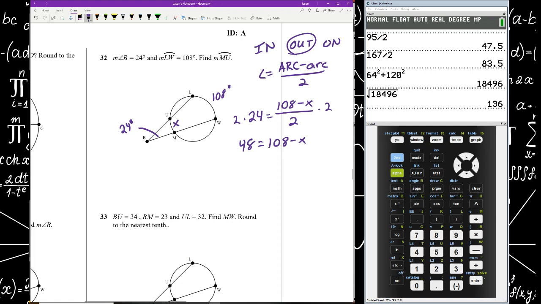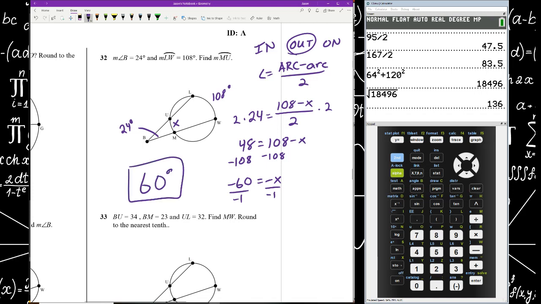Subtract 108. 48 minus 108 is negative 60 equals negative X. Negatives on both sides. Either multiply by negative 1, divide by negative 1, or just cross out the negatives to cancel them out, and your final answer is 60 degrees.